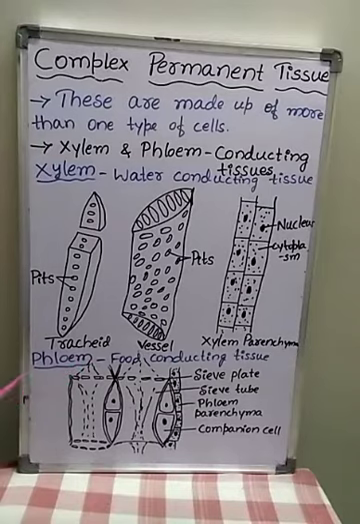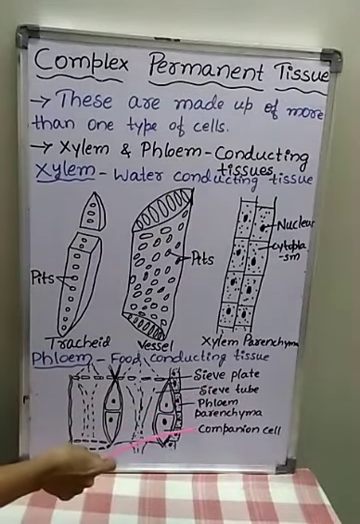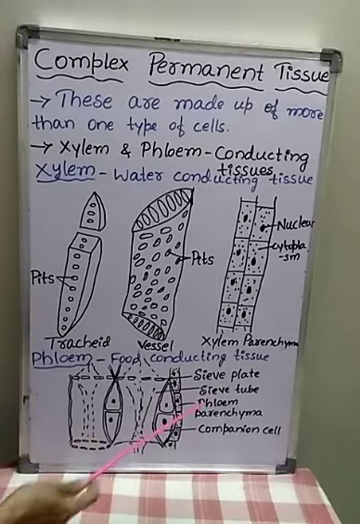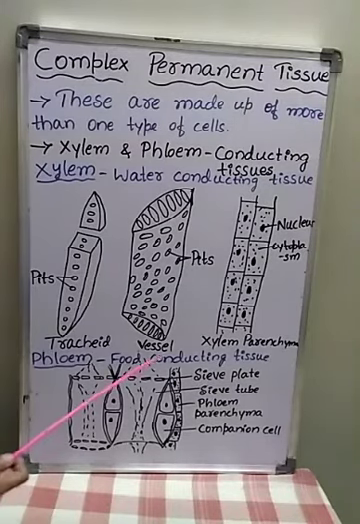Next one is phloem. Phloem is the food conducting tissue and it is made up of 5 different types of cells: sieve cells, sieve tubes, companion cells, phloem parenchyma and phloem fibers.